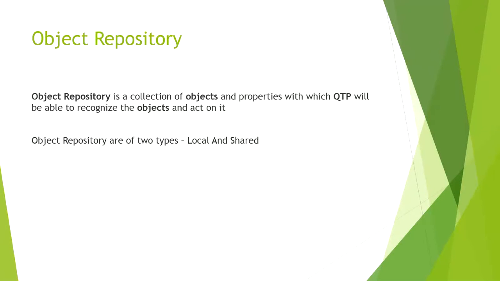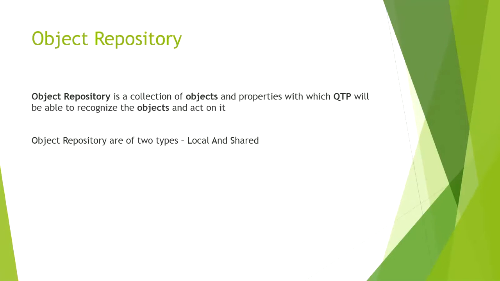What happens when you meet a person for the first time? We'll try to remember some of his properties, like height, weight, maybe complexion, a hairstyle. So now while you meet for the second time, you will try to match those properties and try to recognize the person. The same methodology is also used by UFT to recognize an object.